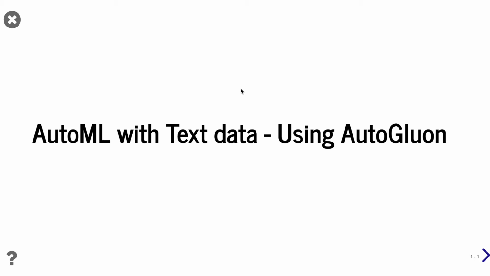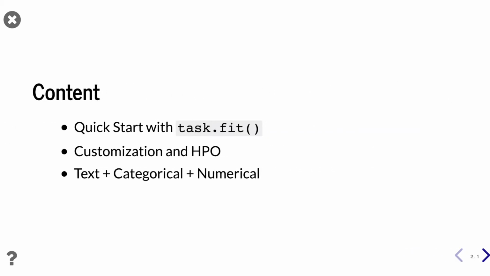Next, let me introduce how to use AutoGluon to deal with text data. In the first section, I will explain the basic usage of the text prediction task. Given a new natural language processing dataset, you can, from AutoGluon, import text prediction as task, and then call task.fit to get a model.